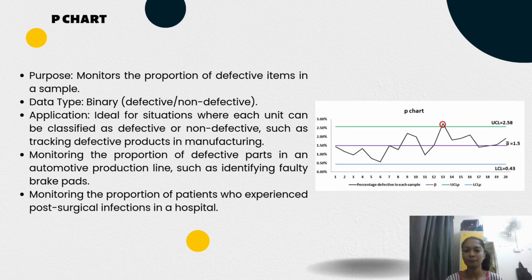The purpose of a P chart is to monitor the proportion of defective items in a sample, which can be defective or non-defective. It is classified under the binary data type, and it is ideal for situations where each unit can be classified as defective or non-defective, such as tracking defective products in manufacturing.